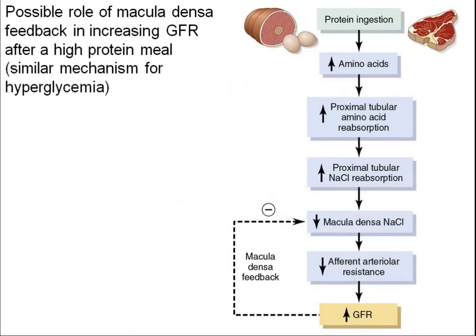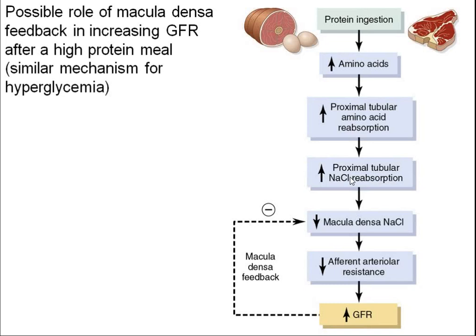Now, one doubt from the last class, which few people had asked: why does protein ingestion, or we can say glucose levels, increase the GFR? Whenever there is increased protein ingestion, protein will be digested to amino acids. There will be more amino acids in the filtrate, so more proximal tubular amino acid reabsorption will be there. So more will be reabsorbed in the proximal tubules, and more proximal tubular NaCl reabsorption will occur.